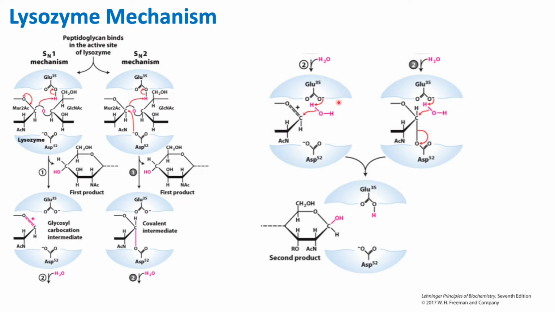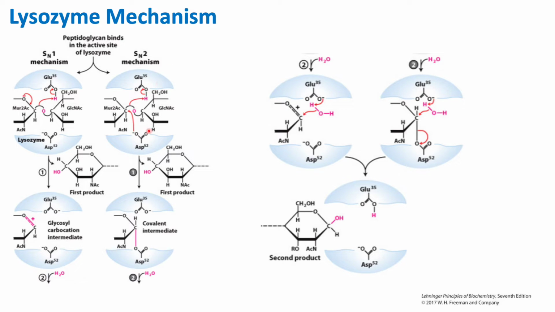Lysozyme is an enzyme that catalyzes the breakdown of bacterial cell walls by hydrolyzing the beta-1,4 linkages between N-acetyl muramic acid and N-acetyl D-glucosamine sugars within the peptidoglycan, which makes up the cell walls of bacteria. So over here, we can see that there are two mechanisms that can occur, the SN1 and SN2 mechanism. Within most biochemistry classes, we are interested more in the SN2 mechanism, so this is what we are going to go over.